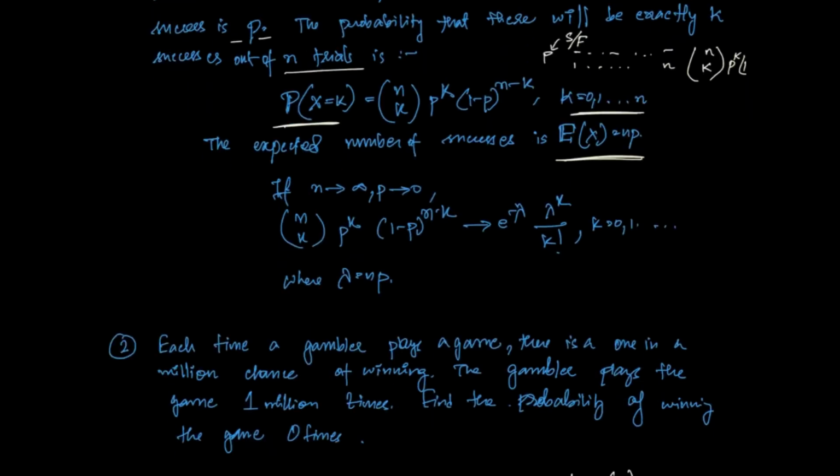And here is a small result: if n tends to infinity and p tends to 0, then this quantity tends to e to the power minus lambda, lambda to the power k by k factorial, where lambda is np. There's actually another assumption, that lambda equal to np is constant. They have not provided this, and it's not really necessary to remember or know this, but it helps in this case. So n tends to infinity, p tends to 0, and this entire product tends to this thing.